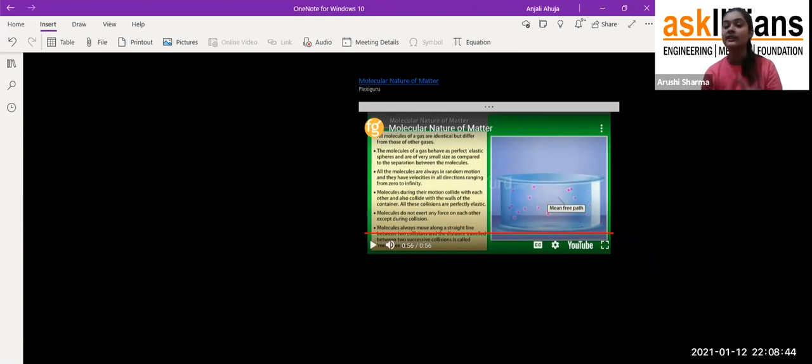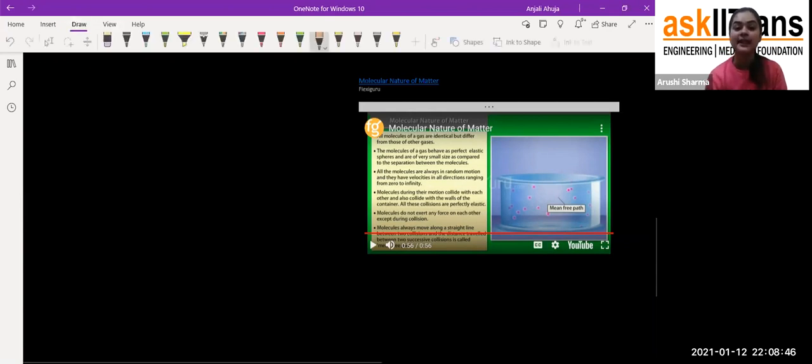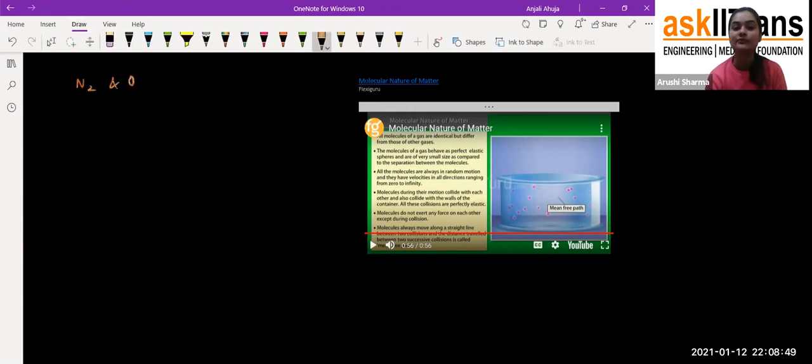But if we talk about the difference between gases, for example, if I take nitrogen gas and oxygen gas in one container, the particles of nitrogen will be similar to each other. I can use some different colors so that we can easily tell them apart. So nitrogen would be pink and the oxygen would be this. It is like nitrogen, nitrogen, nitrogen, nitrogen, nitrogen. But oxygen would be oxygen, oxygen, oxygen. Now these are the particles.